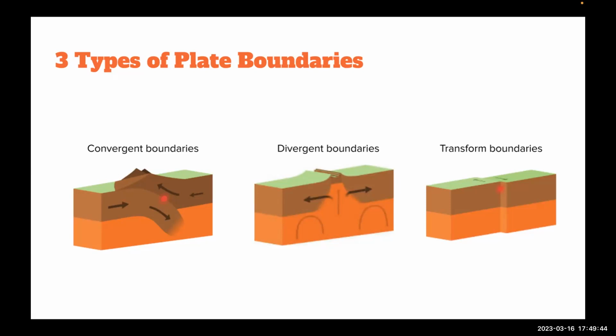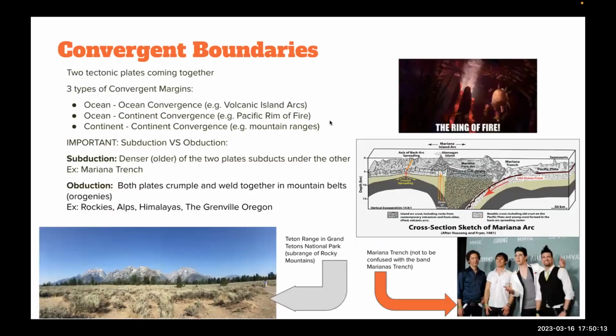And then transform boundaries, California is an example, or Turkey recently, is when two plates move side by side. None of it is going up towards each other, none of it is sinking, there are no mountain formations, it's just side by side. Okay. Now, let's look at the dynamics.